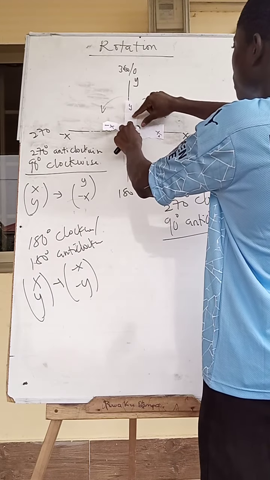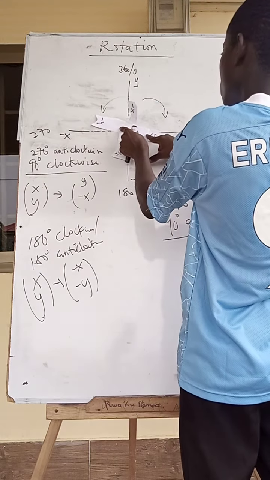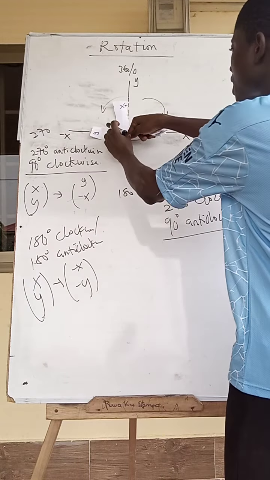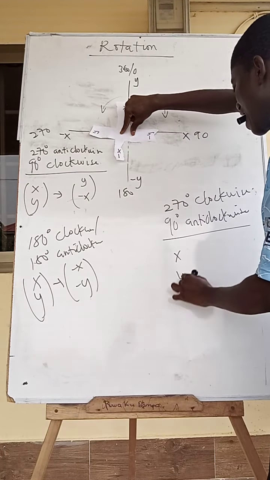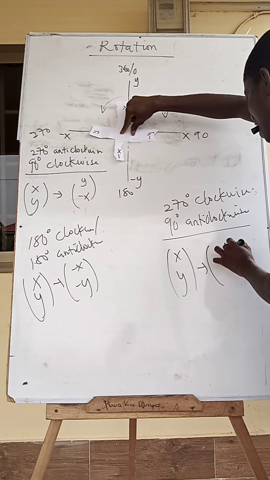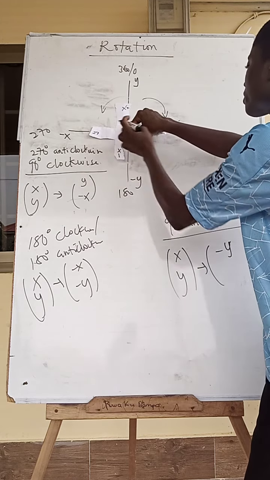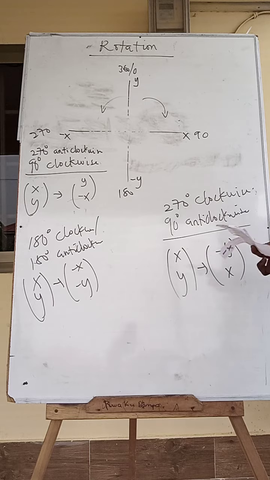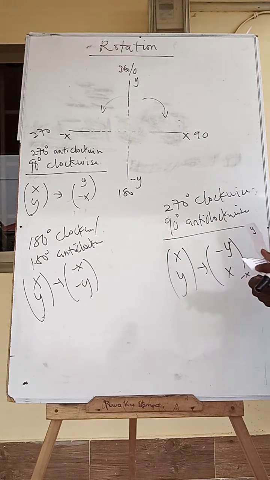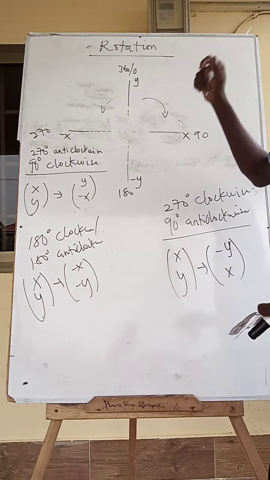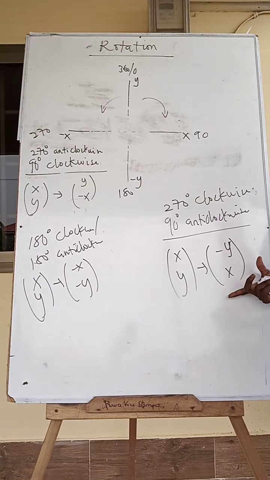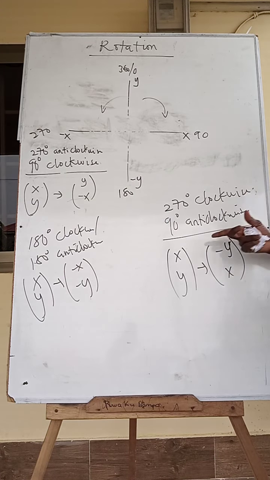So x, y, x, y, you are going 90, 180, then the next what? 270. So what are we having? We are having negative y, and what is on top is positive x. So that is that. So all the formulas for rotation is what we've been able to just cover. So it's just 90 degrees clockwise or 270 anti-clockwise, and 180 degrees whether clockwise or anti-clockwise, and you have 270 degrees clockwise, which is same as 90 degrees anti-clockwise.